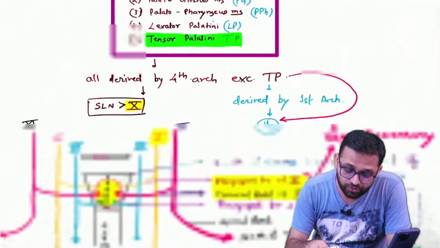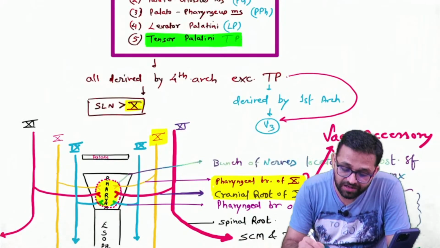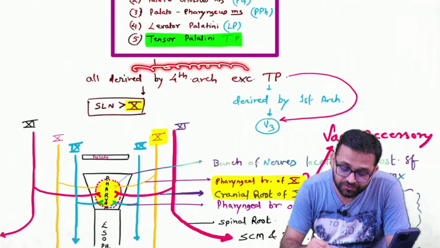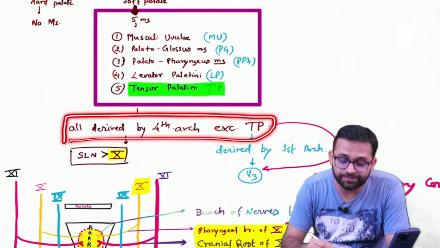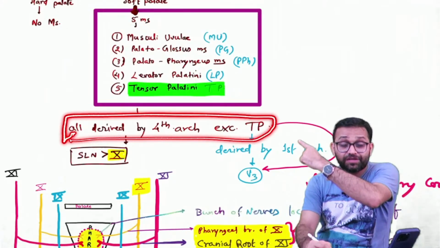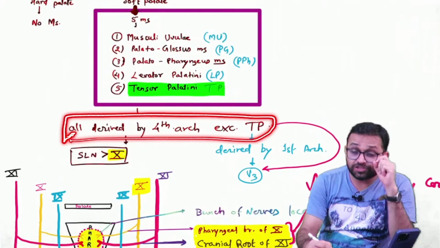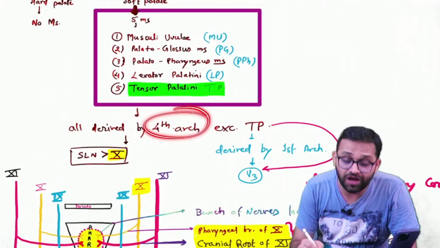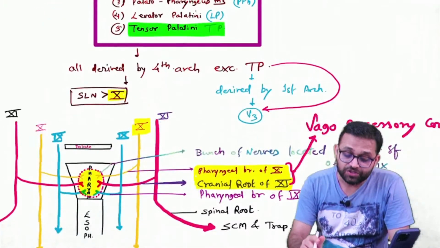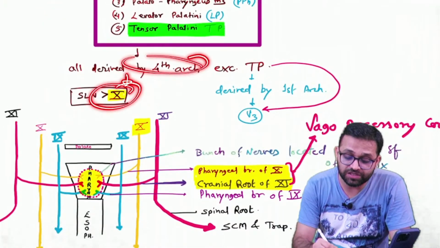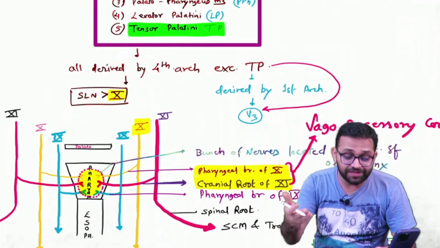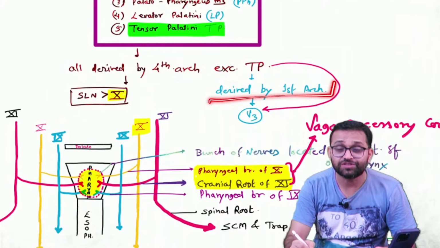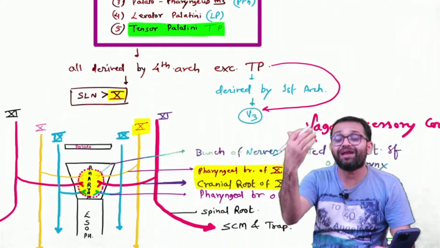Now look, these palatine muscles are supplied by which nerve? Remember, all these muscles are derived from the fourth arch except tensor palatini. Do you remember our embryology correlation? So all the muscles of the palate are derived from the fourth arch except tensor palatini. Because it is the fourth arch, the nerve of the fourth arch, the vagus nerve, will supply it. And tensor palatini, tell me, what was it derived from? Sir, tensor palatini was derived from the first arch. So the nerve of the first arch is the mandibular nerve. Mandibular nerve will supply it.